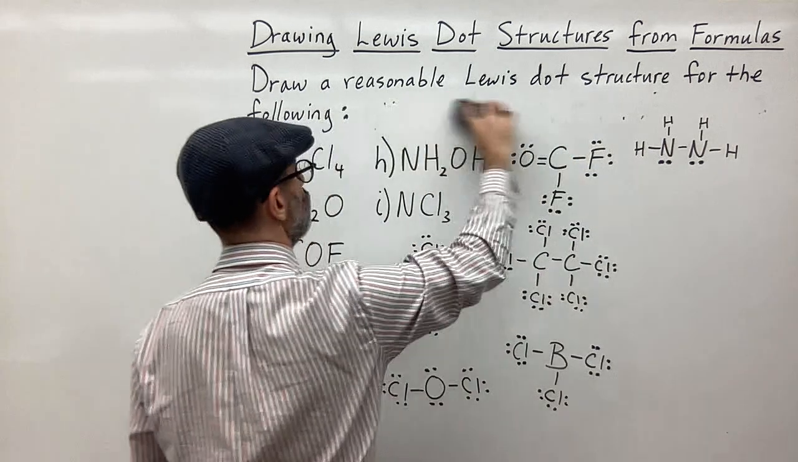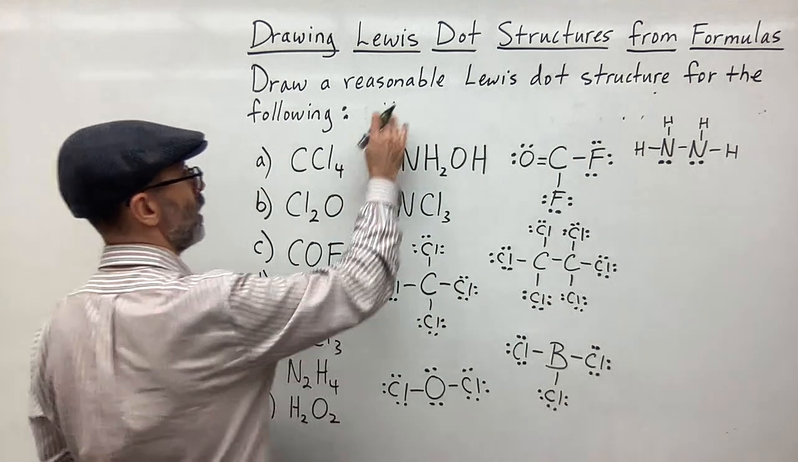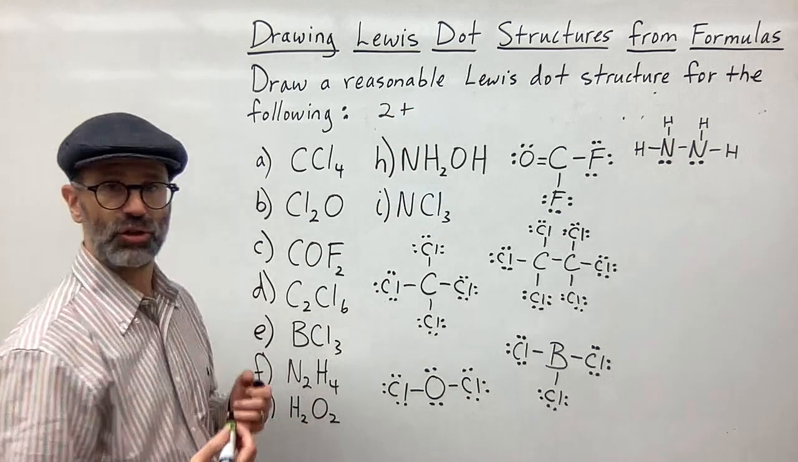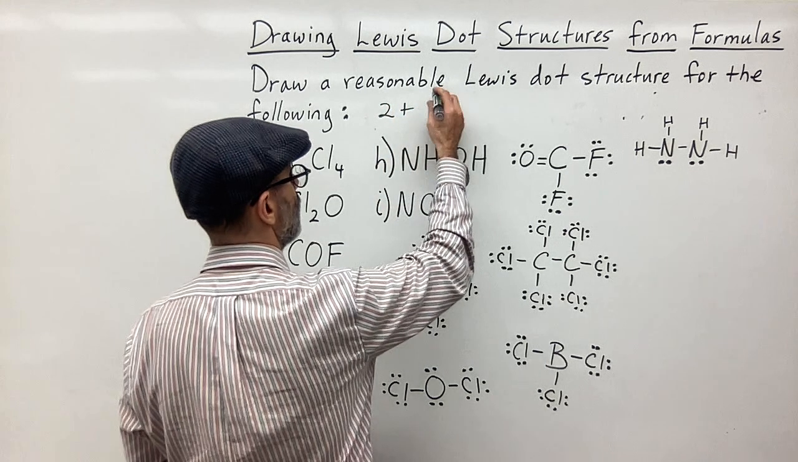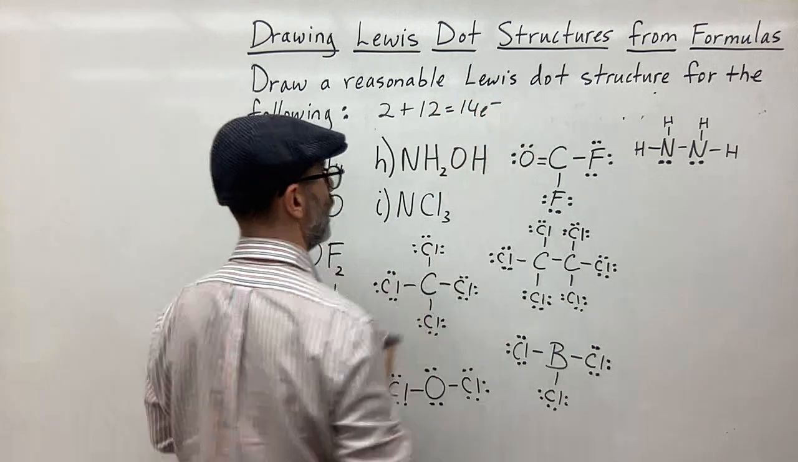So H2O2, going to do this quickly. Hydrogen, 1 electron, 2 hydrogens, so that's going to be 2 plus the oxygen. That's in group 6, so 6 valence electrons times 2 is 12. And again, we have 14 electrons.